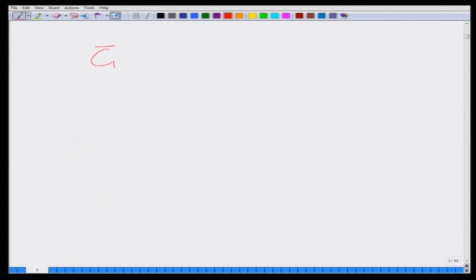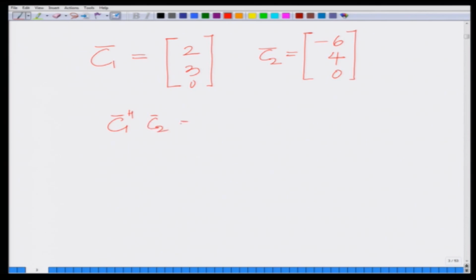For instance, let us look at C1 bar and C2 bar. I have C1 bar, that is the first column, equals 2 3 0, and C2 bar, that is the second column, equals minus 6 4 0. So, C1 bar Hermitian C2 bar is equal to the row vector 2 3 0 times the column vector minus 6 4 0, which is 2 into minus 6, minus 12, plus 3 into 4, 12, plus 0 into 0, 0, which is equal to 0. So, C1 bar and C2 bar are orthogonal.